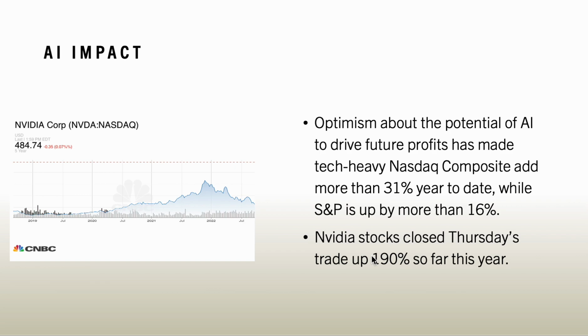For this slide, we can see the impacts of the AI market. The optimism about the potential of AI to drive future profits has made the tech-heavy Nasdaq Composite up more than 31% year to date, while the S&P is up by more than 16%. Here we can see Nvidia stock closed Thursday's trade up 190% so far this year.